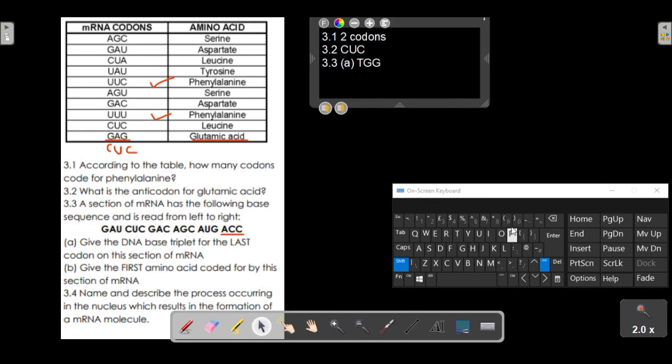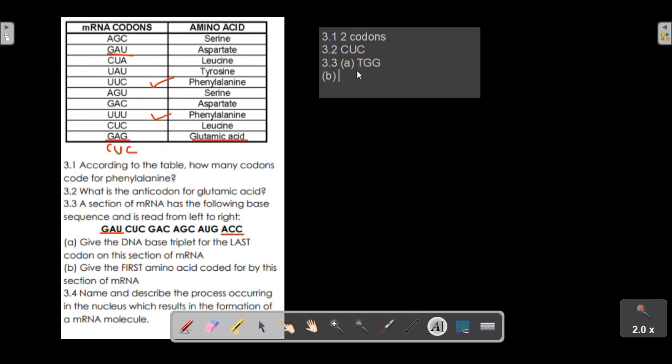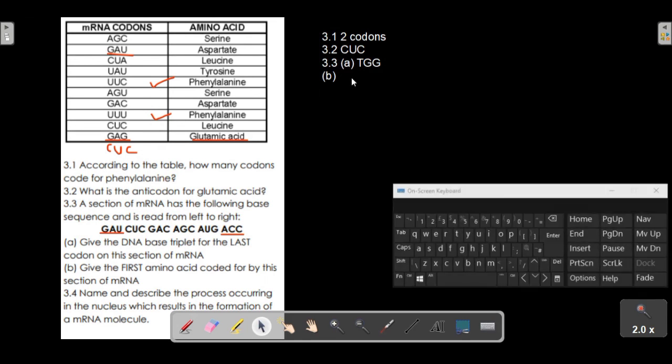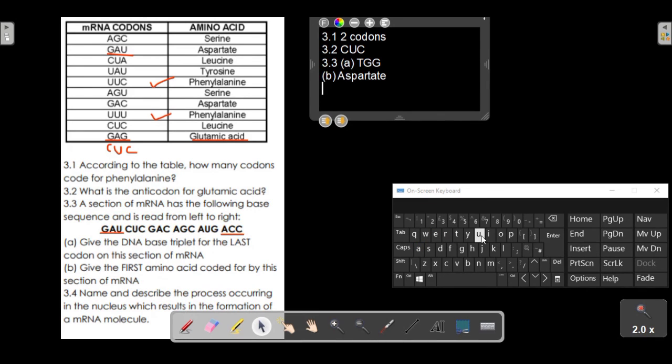And then B says, give the first amino acid coded for by this section of mRNA. The first amino acid has to, of course, be GAU. GAU. There we go. Aspartate. So that's what we write down. This is just using, of course, the table here.